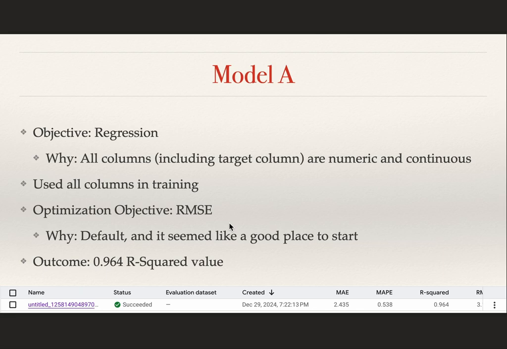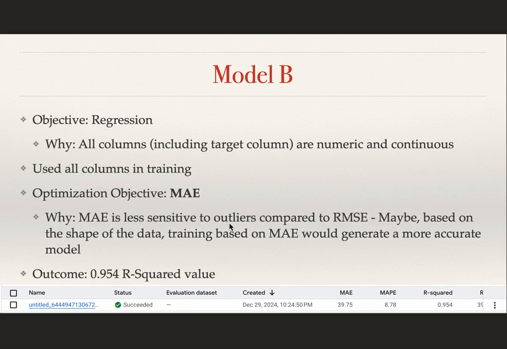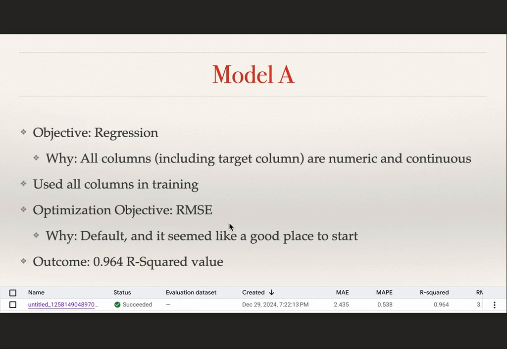I know the difference between RMSE and mean absolute error is that this one is a little bit more affected by outliers. Not really sure what the data looks like in terms of the distribution, but I figured why not start here. So I generated this model, and the output was an R² value of 0.964. So this is very strong. So I was very happy to start here.